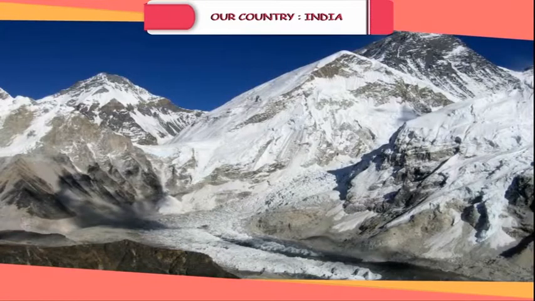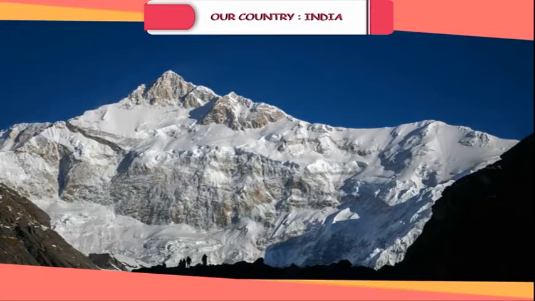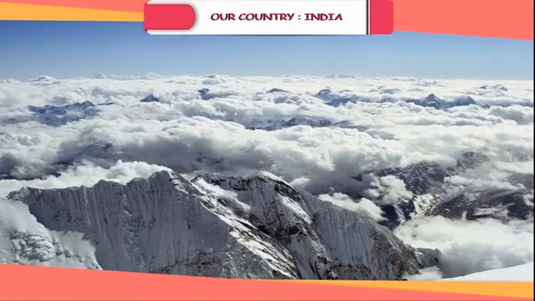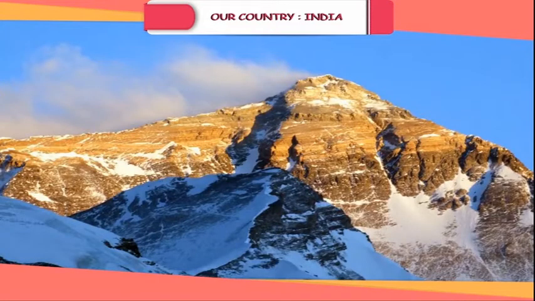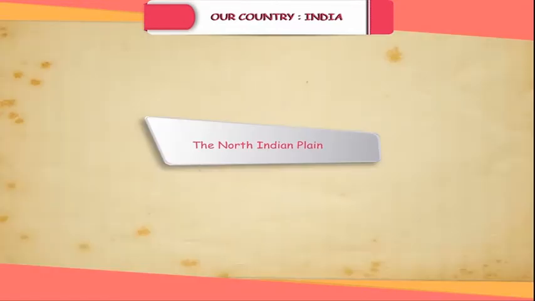The northernmost is the Great Himalayas or Himadri. The world's highest peaks are located in this range. The Middle Himalayas or Himachal lies to the south of Himadri. The Shivalik is the southernmost range. The Himalayas are the highest mountains in the world, with Mount Everest as the highest mountain peak, 8,848 meters.